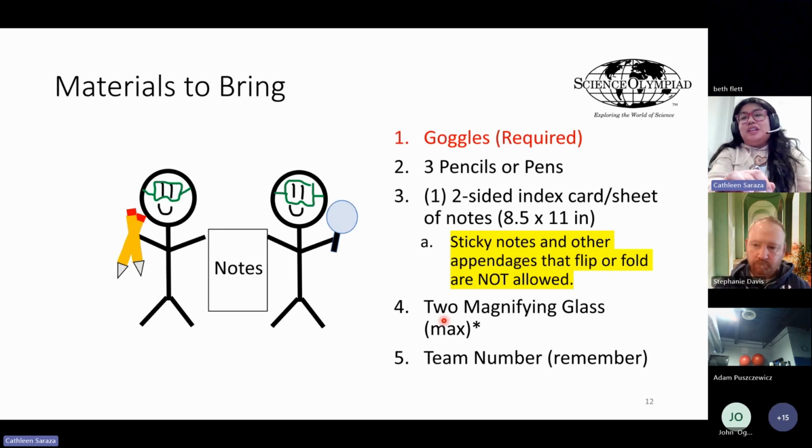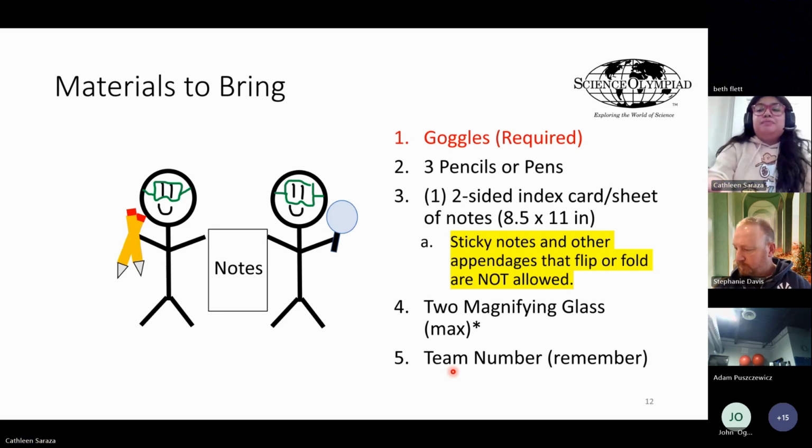Your students are also allowed to bring 2 magnifying glasses maximum, so there can be 1 per student. And then just make sure your team knows your team number, because that'll help us seat them, and it will help the flow of the event so that we have enough time for everyone to complete the event and just stay on schedule.